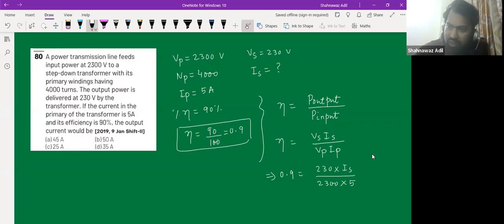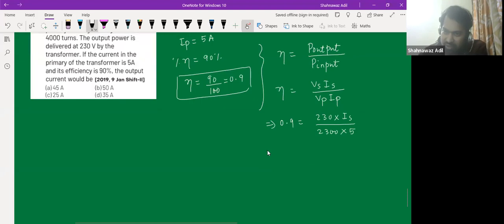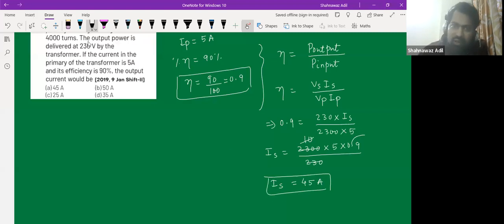So if we calculate this IS, IS is 2300 by 230, times 0.9, times 5. This 10 cancels out, and this is 45. What was the need of the number of turns?